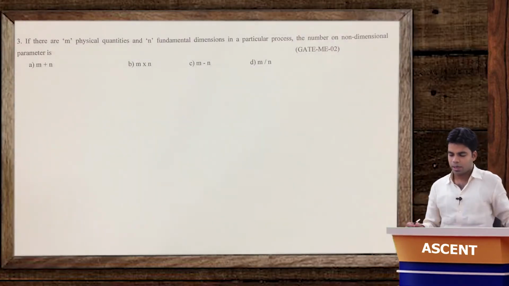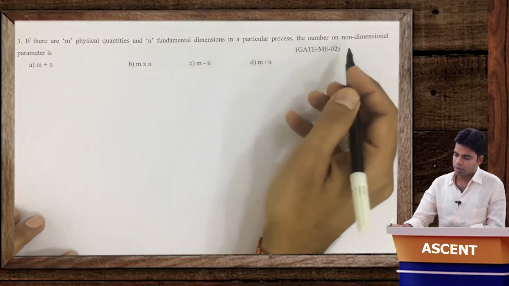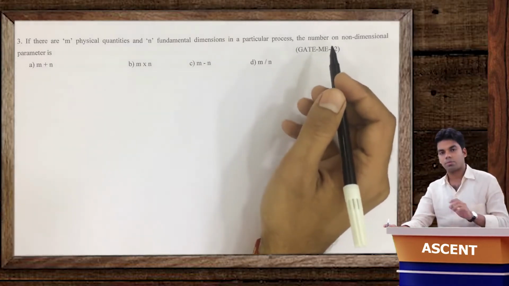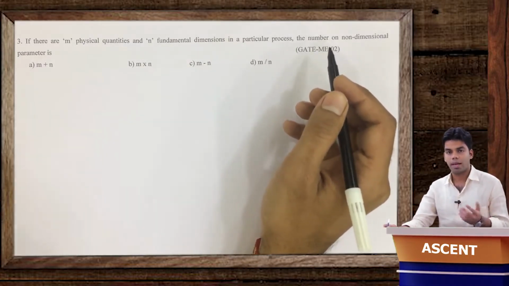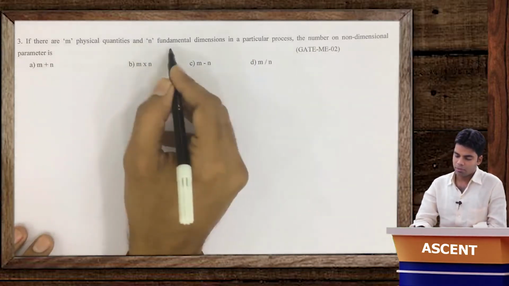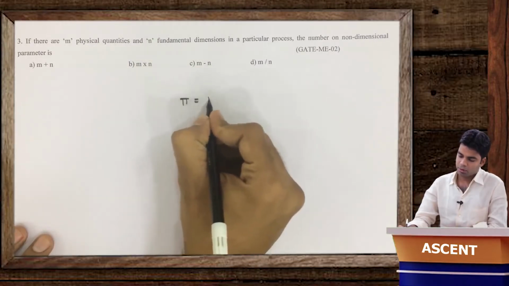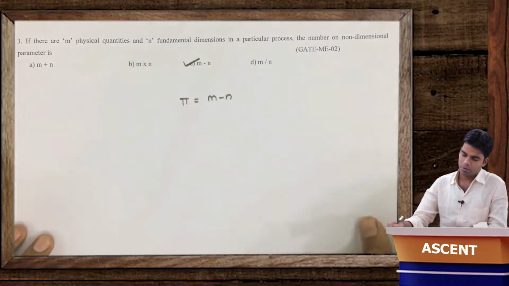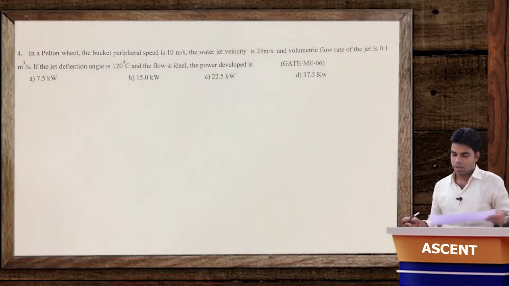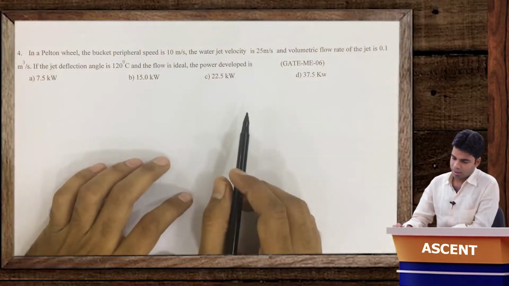Next question, if there are m physical quantities and n fundamental dimensions in a particular process, the number of non-dimensional parameters. Okay, this is from the Buckingham pi theorem, number of non-dimensional parameters, that means number of pi terms. Because there are m physical quantities and n fundamental dimensions, the total number of pi terms will be equal to m minus n non-dimensional terms. Getting this? Okay. Next question, in a Pelton wheel, the bucket peripheral speed is 10 meter per second.